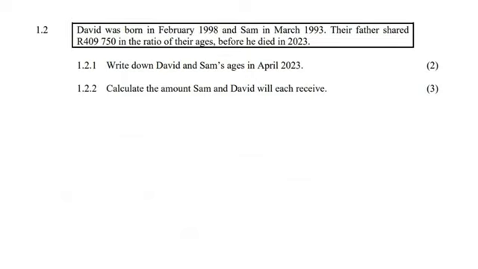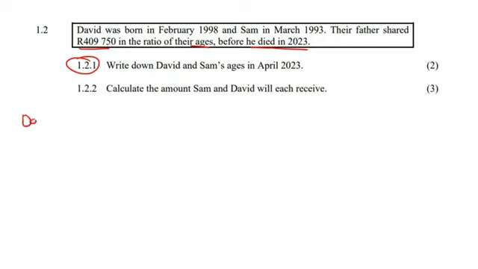David was born in February 1998 and Sam was born in March 1993. Their father shared that amount of money in the ratio of their ages before he died in 2023. The first question says, write down David and Sam's ages in April of 2023.